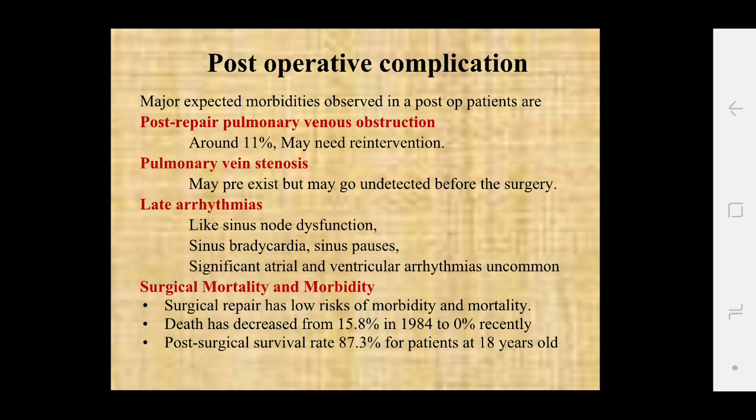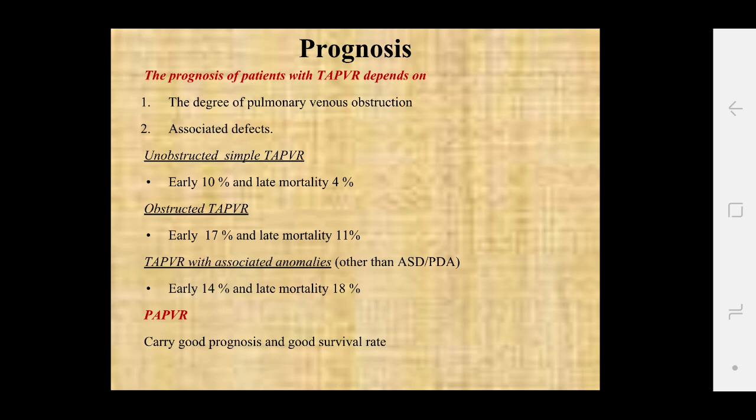Arrhythmia like sinus node dysfunction, sinus bradycardia, sinus pause, and ventricular arrhythmia is usually uncommon. But the prognosis anyway is good. The factor that usually affects the prognosis is the degree of pulmonary venous obstruction: does this patient have obstruction or not? Any associated defect, like in a patient with isomerism, usually carries a bad prognosis.